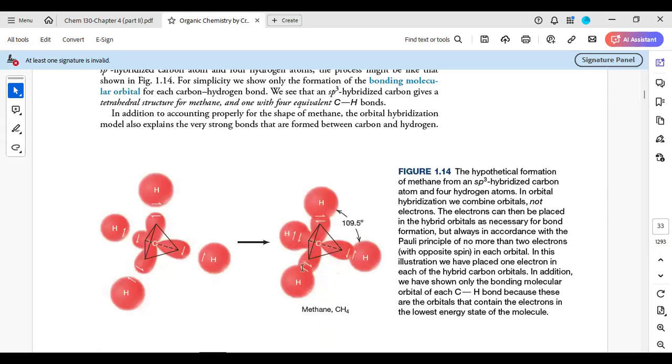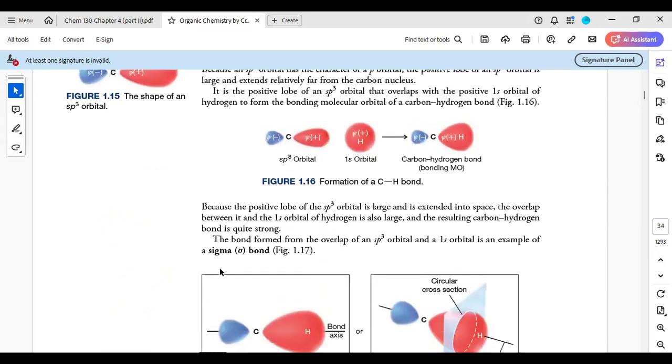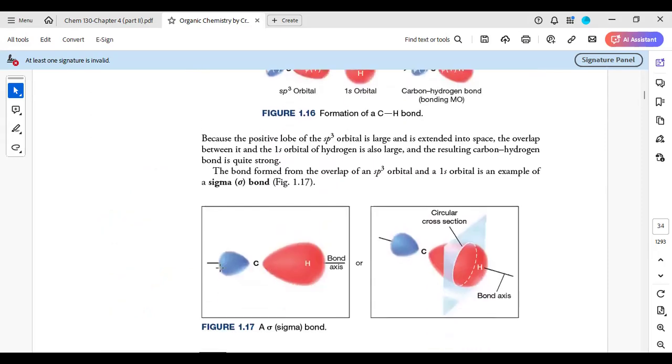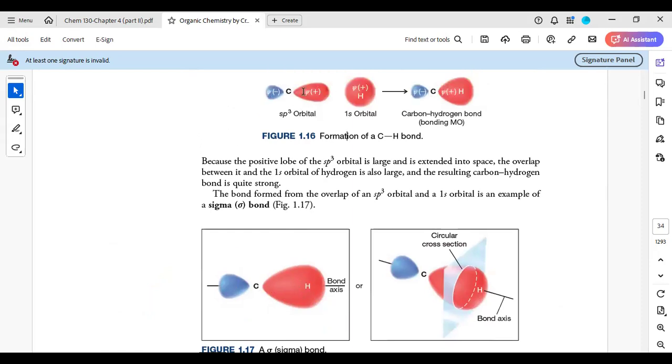So when it forms a bond with hydrogen here, it forms a bond by what we call a sigma bond overlap. Now there is a head-on overlap. What is that sigma bond? The sigma bond is a head-on overlap. So for example, here you have your carbon. Let me see.